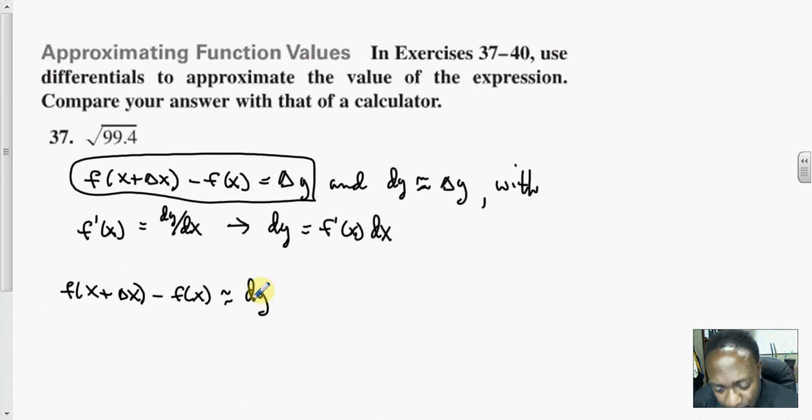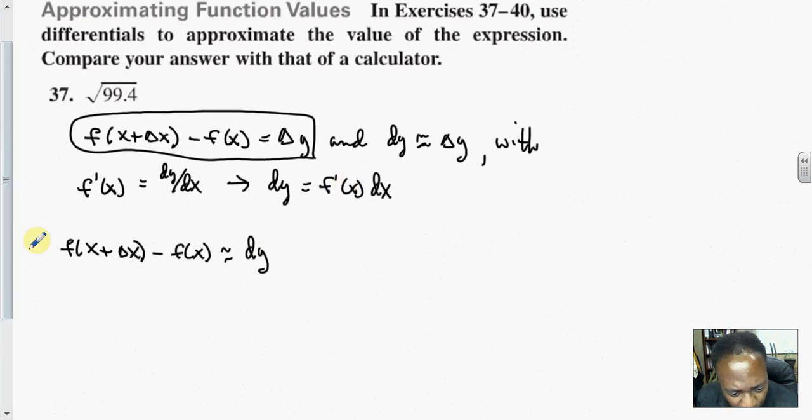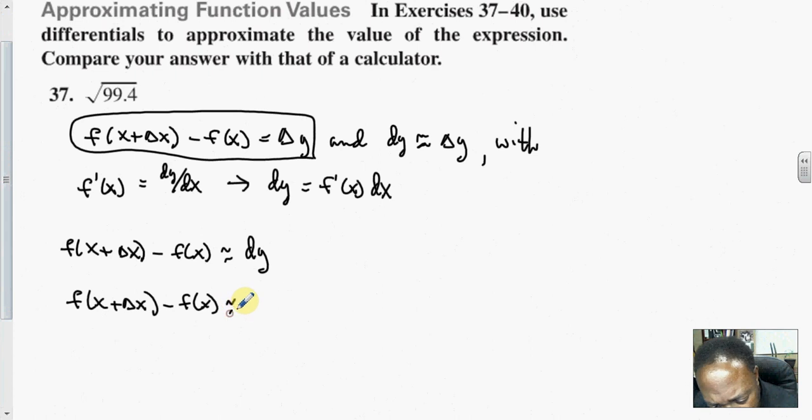But okay, I like the dy, the dx better. So this dy is equal to f prime of x dx. We're going somewhere. So here, f of x plus delta x minus f of x is approximated by f prime of x dx.